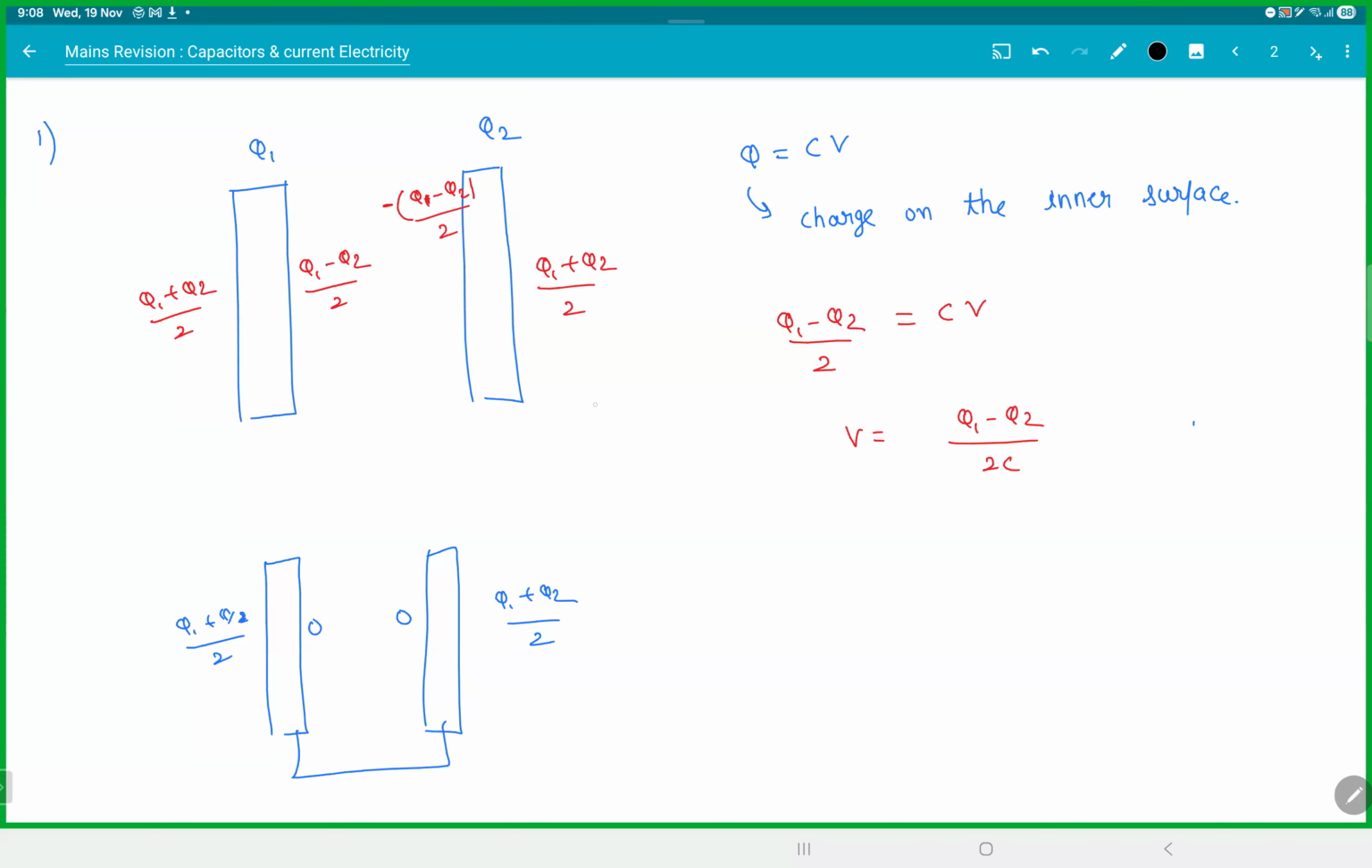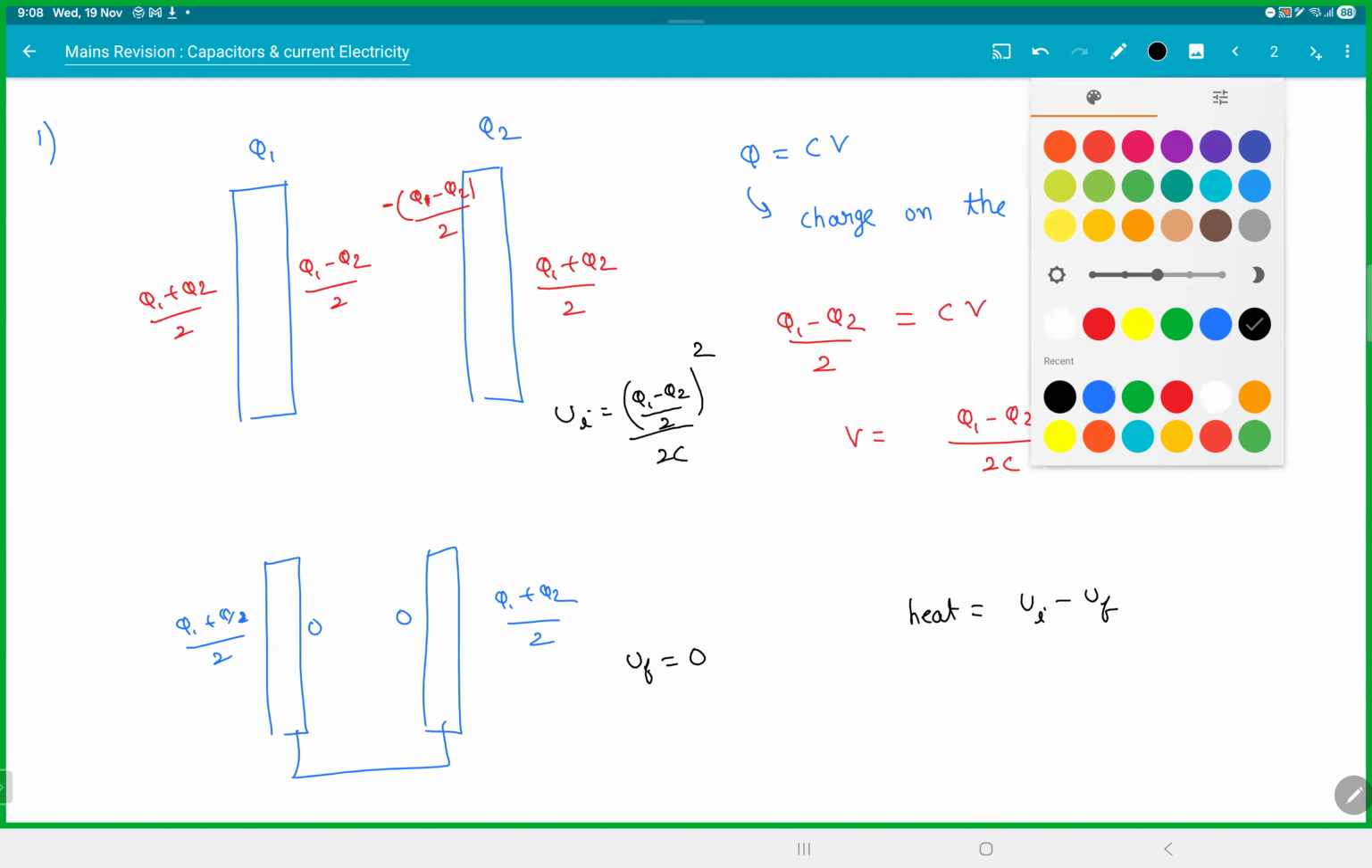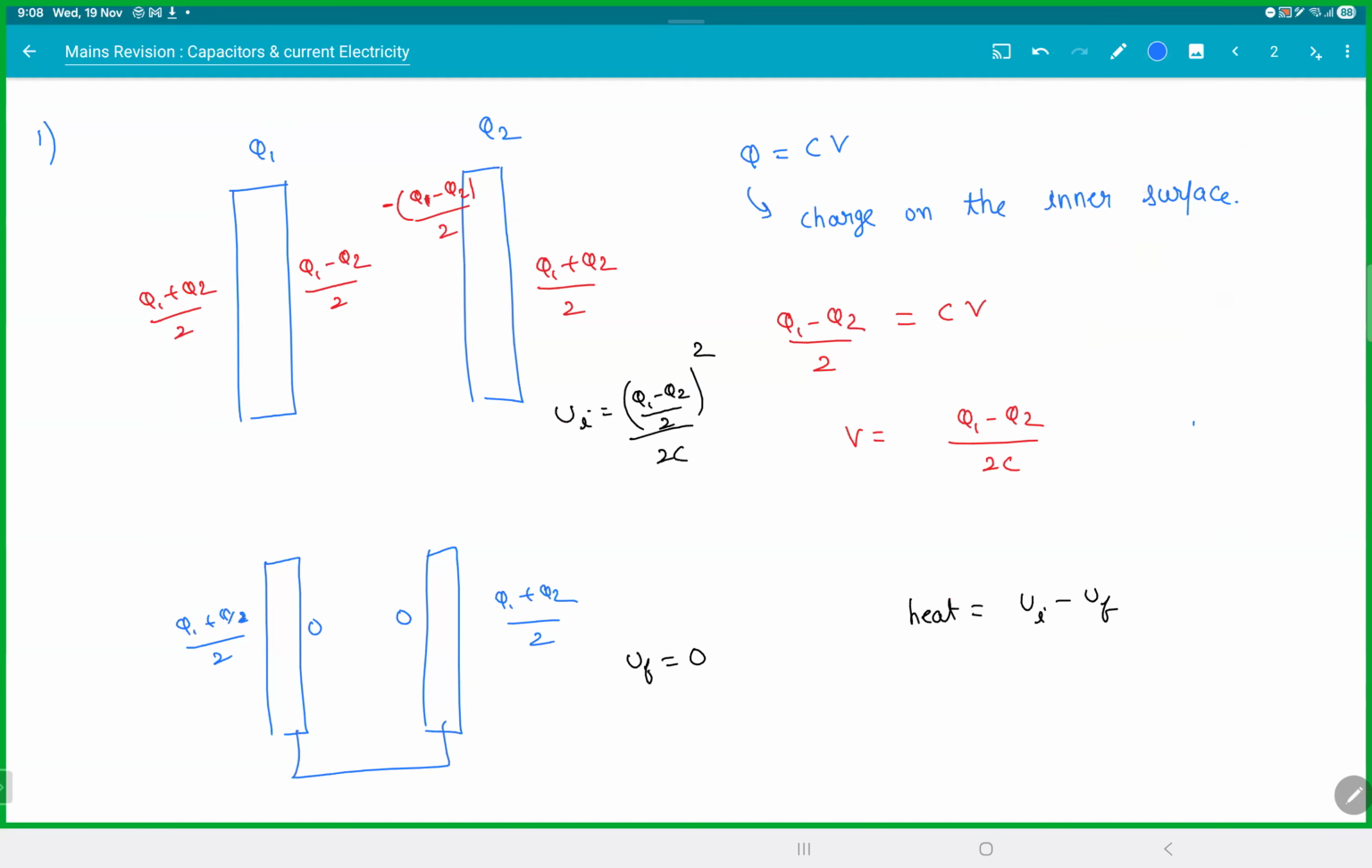So what was your initial energy? The initial energy of the capacitor is (Q1 minus Q2) by 2 whole square by 2C. The final energy of the capacitor is 0. So what is the heat produced? Initial energy minus final energy. All that energy which is there between the plates vanished. Clear with this? So be careful that Q is not the charge on the capacitor. If you say it like that, you'll get confused about what C is exactly. Q is the charge on the inner surface of the plate.